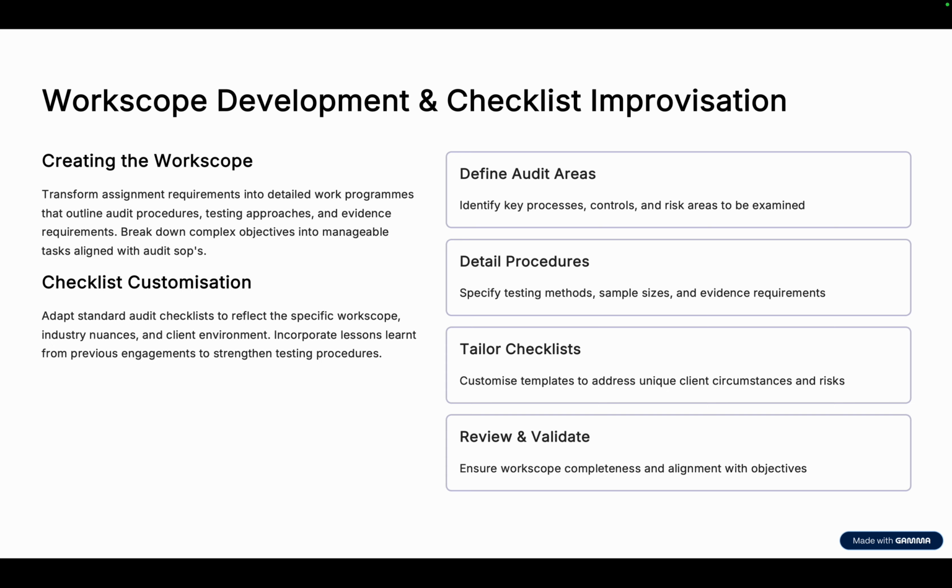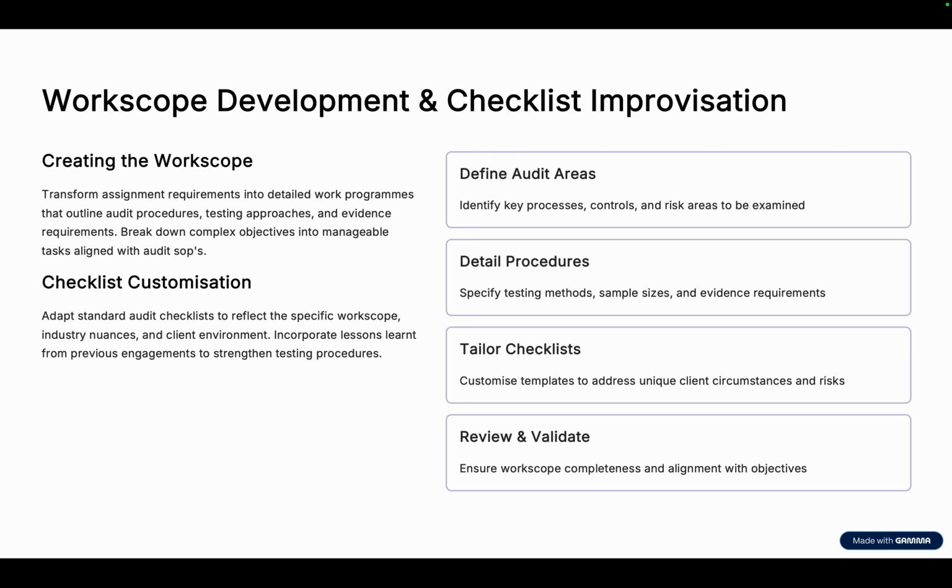Then in line with the work scope, we will go to the checklist. We have to customize the master checklist we have for each and every type of project. We need to customize that checklist as per the project requirement, as per the nature of the project, and as per the work scope we have been allotted.